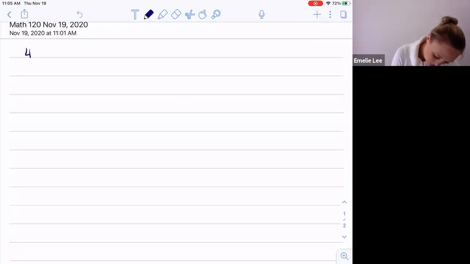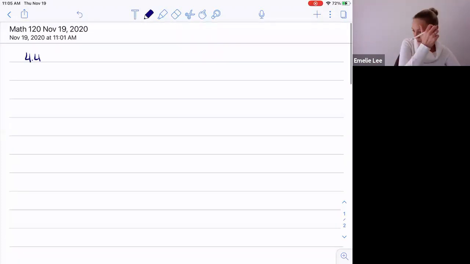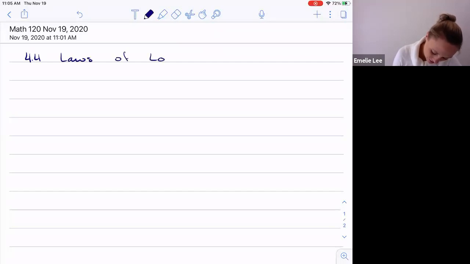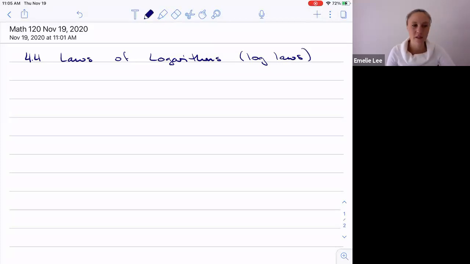Okay, so 4.4, we'll just get right into it, is on the laws of logarithms, which we can also call log laws, which is kind of fun to say. So log laws, if we're trying to solve for some x, it's going to be useful to be able to expand a logarithmic equation or combine a logarithmic equation.